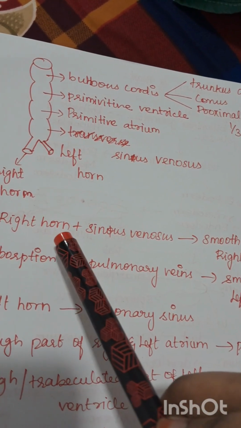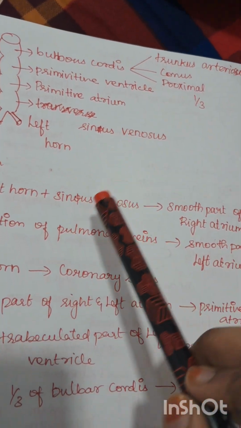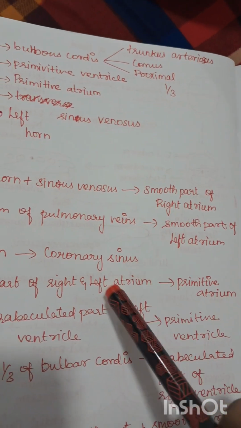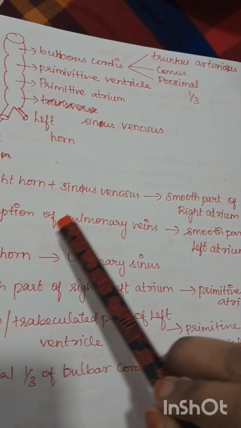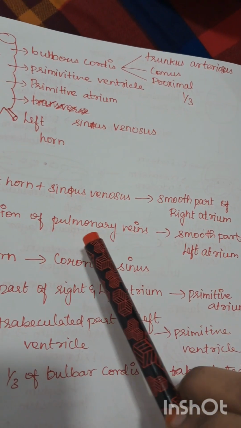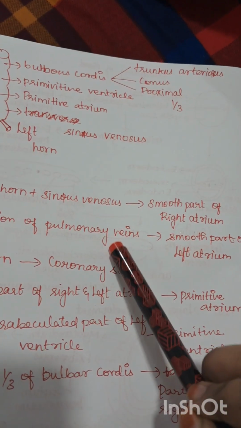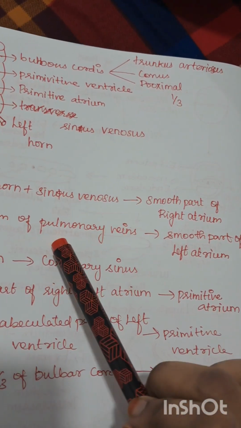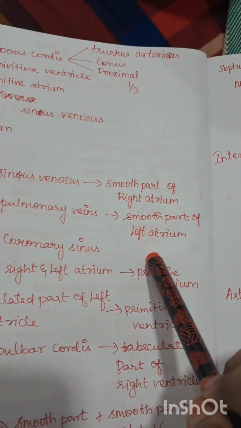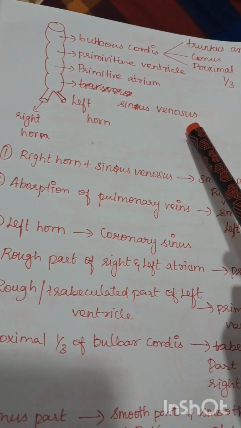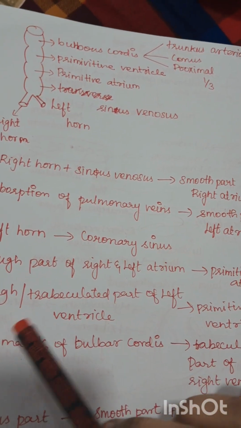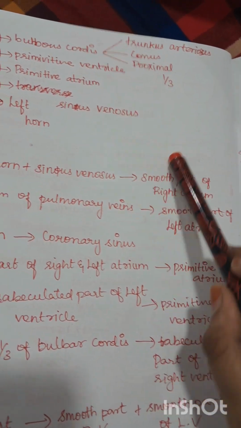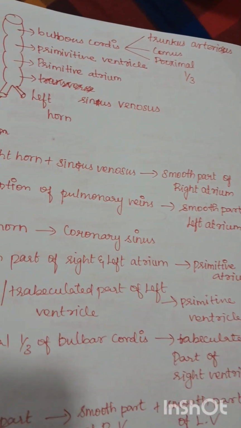Again I'll say, the right horn of the sinus venosus forms the smooth part of the right atrium, whereas the smooth part of the left atrium is formed from the absorption of the pulmonary veins. As we know, in the left atrium the pulmonary veins open. This absorption of pulmonary veins forms the smooth part of the left atrium. Then the left horn of the sinus venosus forms the coronary sinus, and the primitive atrium forms the rough part of the right and left atrium. In this way the right and left atrium are formed.